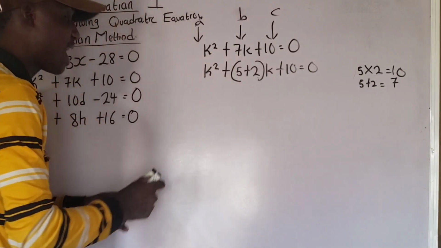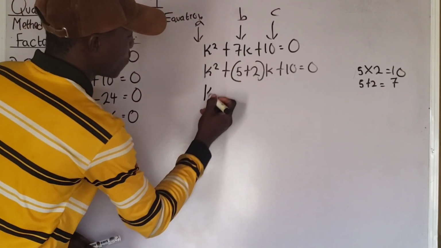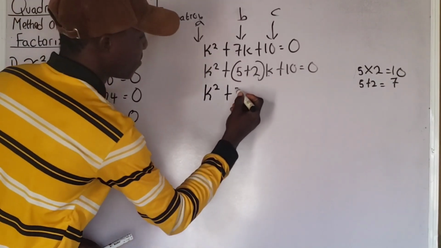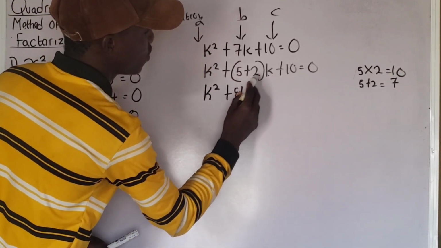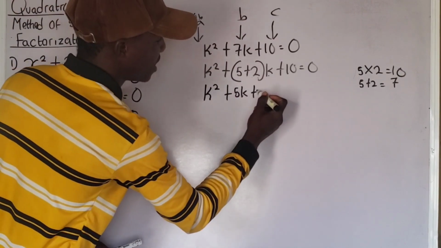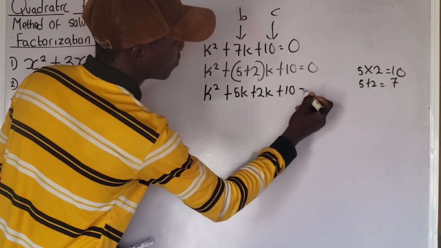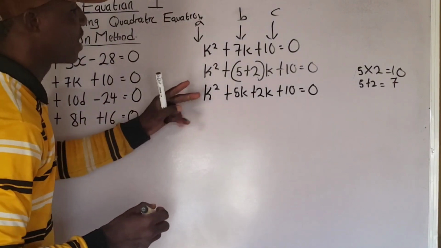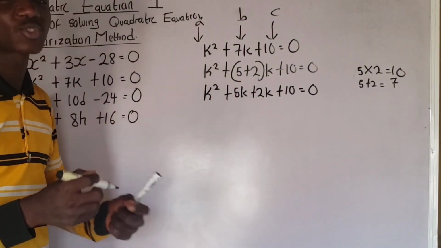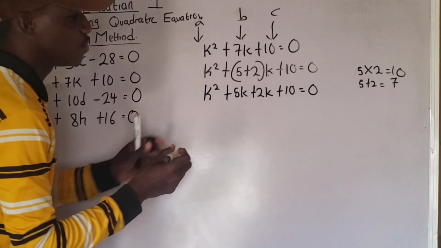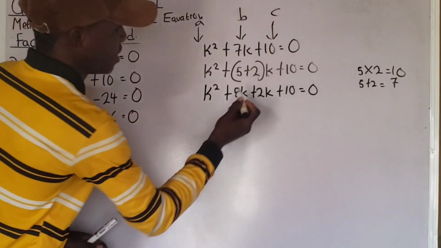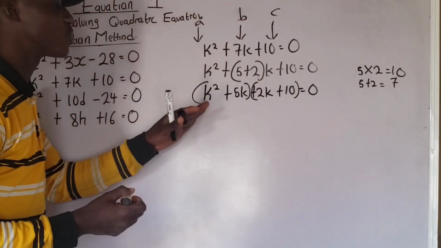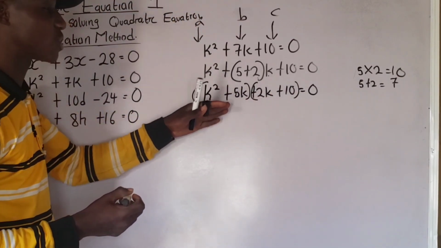Now, here I'm going to have k squared plus 5 multiplied by k, which is 5k, plus 2 multiplied by k, which is 2k, plus 10 equals to 0. Do you understand how I got there? Just pay attention, okay? Now, having gotten to this point, we have to factorize. We have to separate this equation into two. This is the first part and this is the second part. So I'm going to factorize the two brackets.